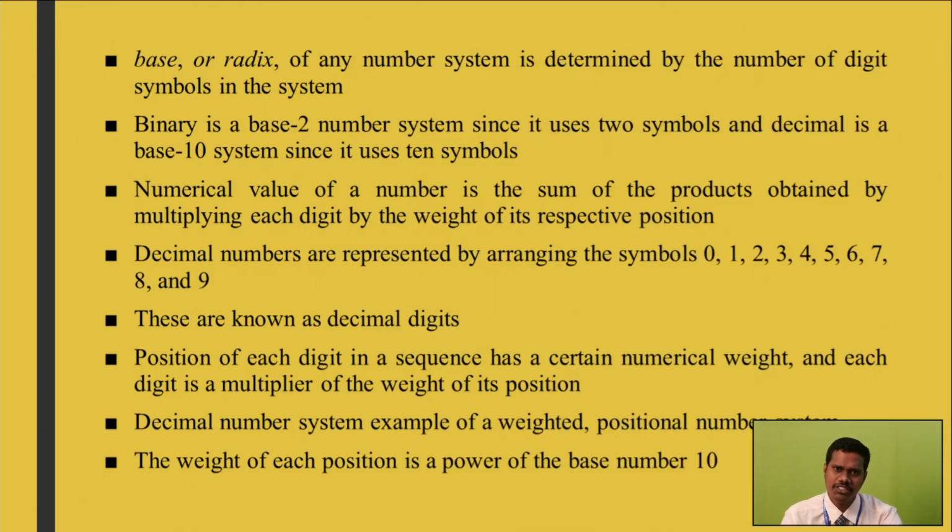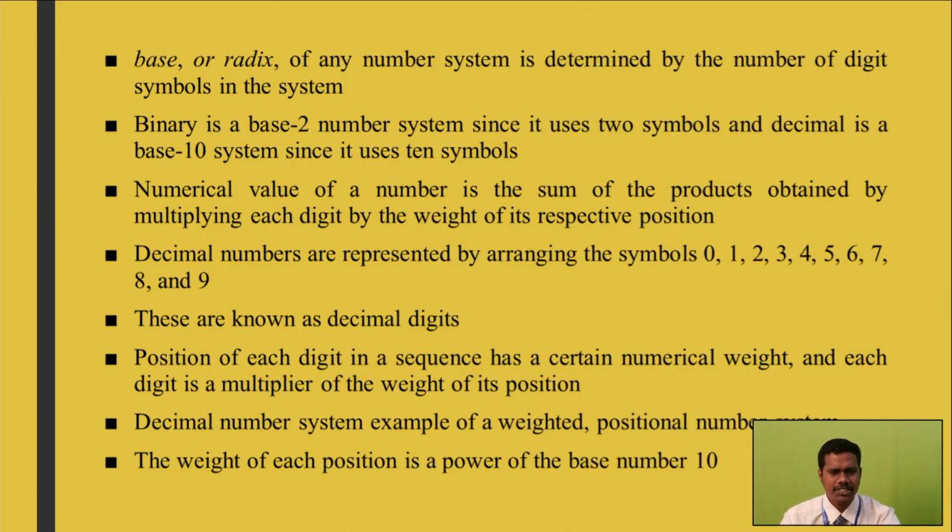And in the decimal number system we have 10 different number symbols, so the decimal number system base value is 10. In the binary system, we have 2 number symbols, 0 and 1. In the decimal number system we have 0 to 9, 10 different numbers. Likewise we have different number systems like octal and hexadecimal, so we will be seeing them one by one.